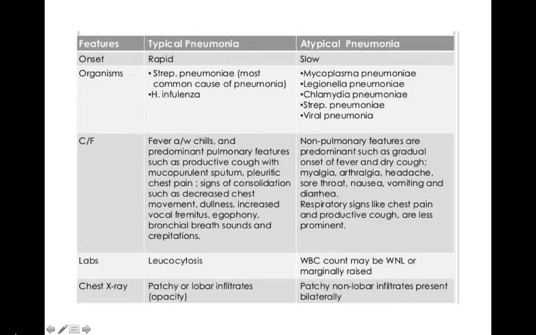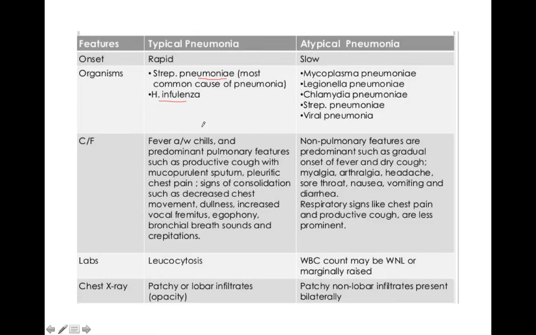So as you can see, we have typical and atypical pneumonias. Okay, typical is mainly caused by pneumococcus, which is the most common, and also H influenza. Moraxella can also cause it. The atypical ones include mycoplasma, legionella, chlamydia, and viral pneumonia.